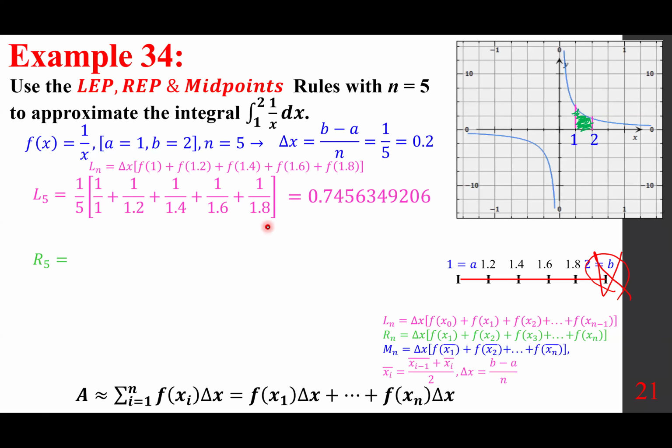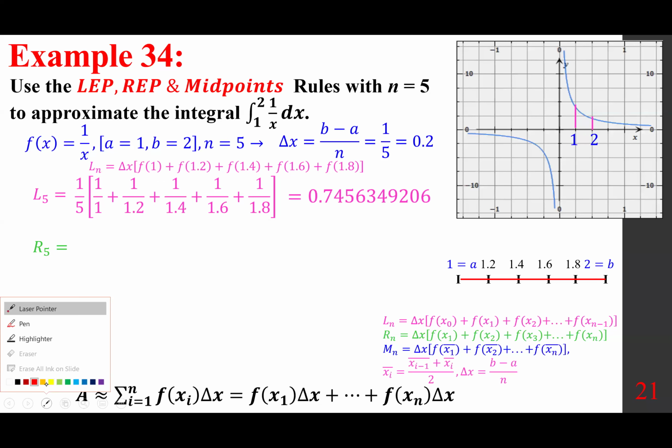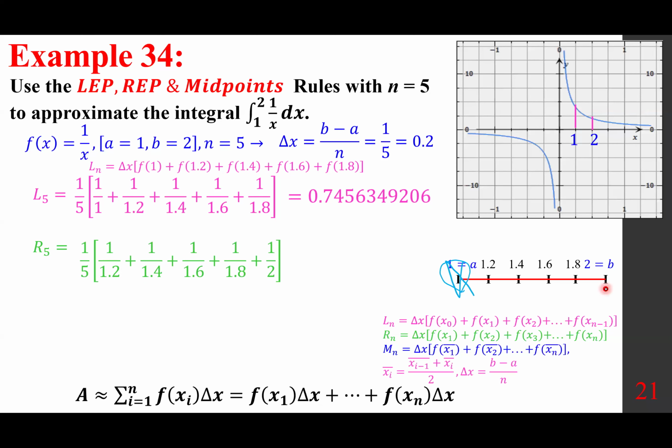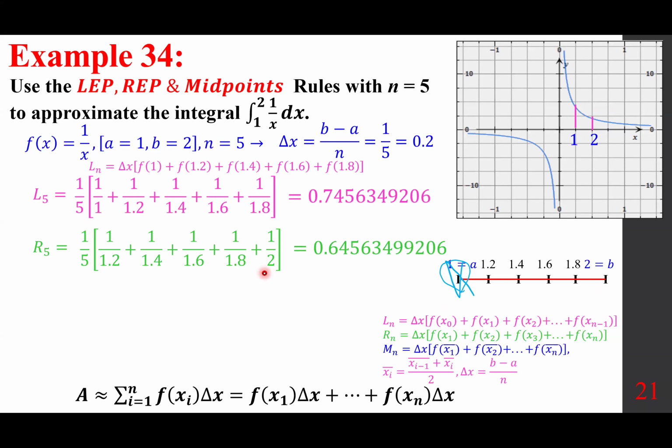Now, for the right endpoints, let me erase my work. For the right endpoints, this is not used. Use the right endpoints: this one, this one, this one, this one, and this one. So 1 over 5. Now 1 over, you start with 1.2 and you go all the way to 2. 1 over 1.2, 1 over 1.4, and so forth. You plug it into a calculator, you come up with the answer. And again, notice, of course, this part is identical.